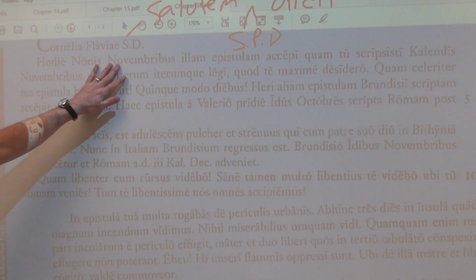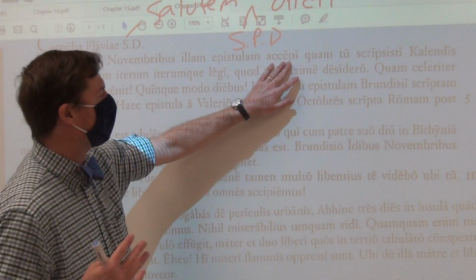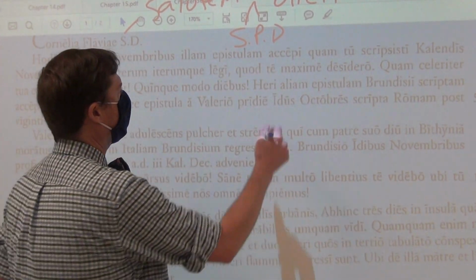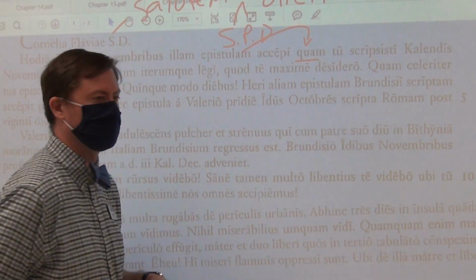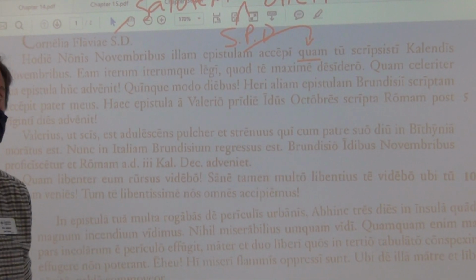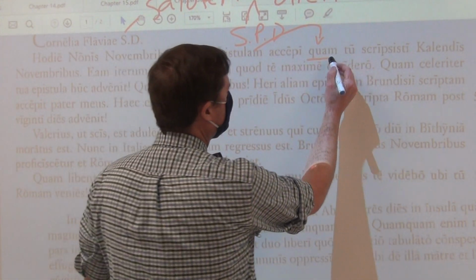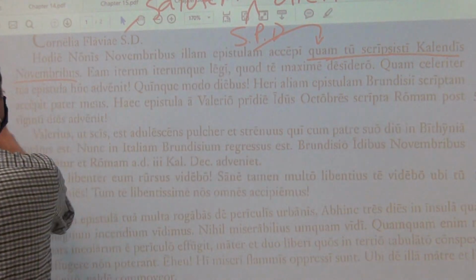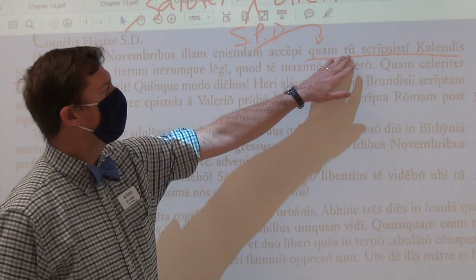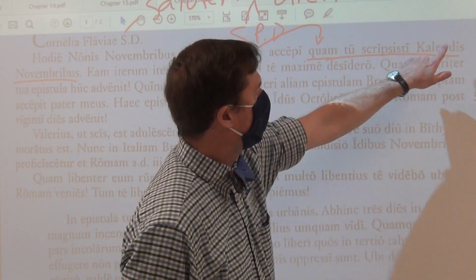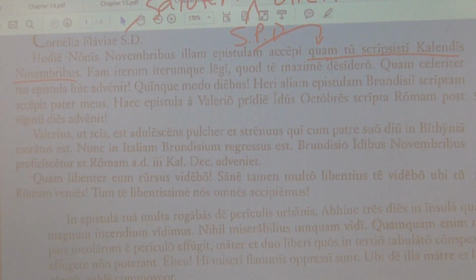So today, on the November nones, I received, accipio, accipere, accepi, acceptus, that letter which, quam. Remember, the quam can come from the qui, quae, quod. It is a relative pronoun that is introducing a relative clause that I've underlined in red. The letter which you wrote, scribo, scribere, scripsi, on the calends. And which calends? On the November calends. So that would be November 1st. So the letter was written on the 1st, and she received it on the 5th.